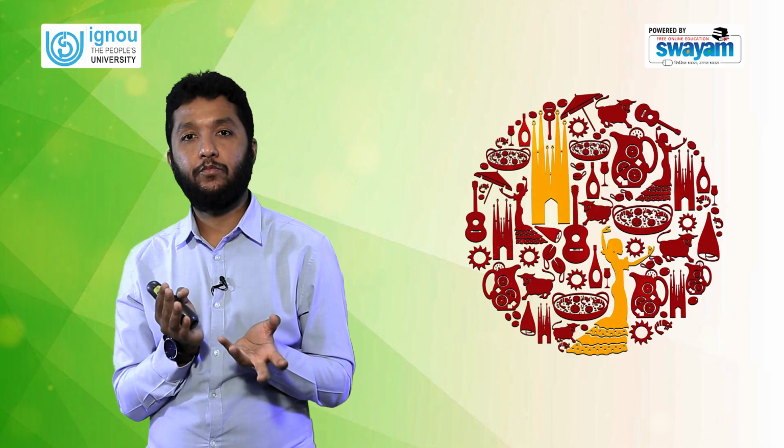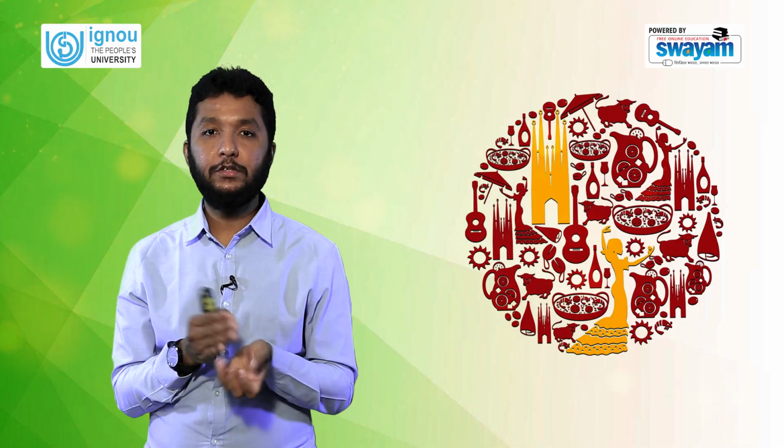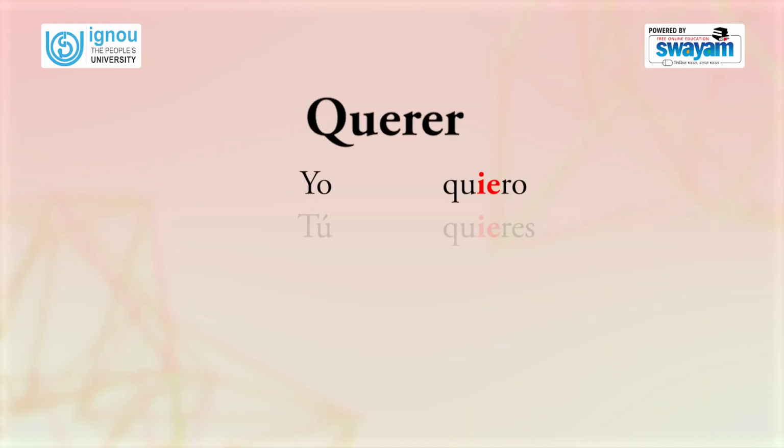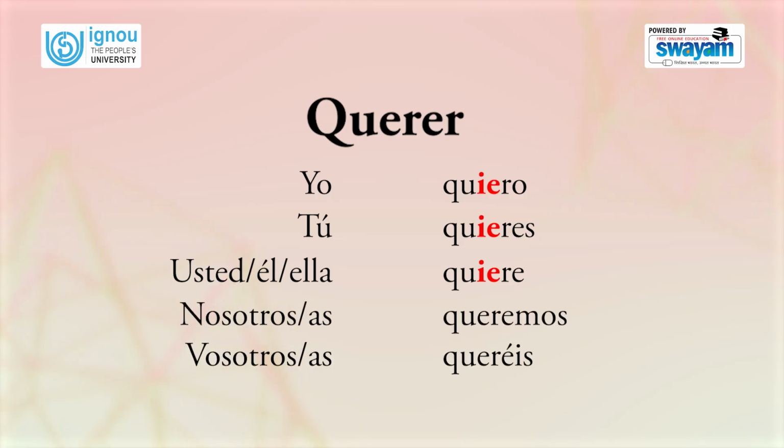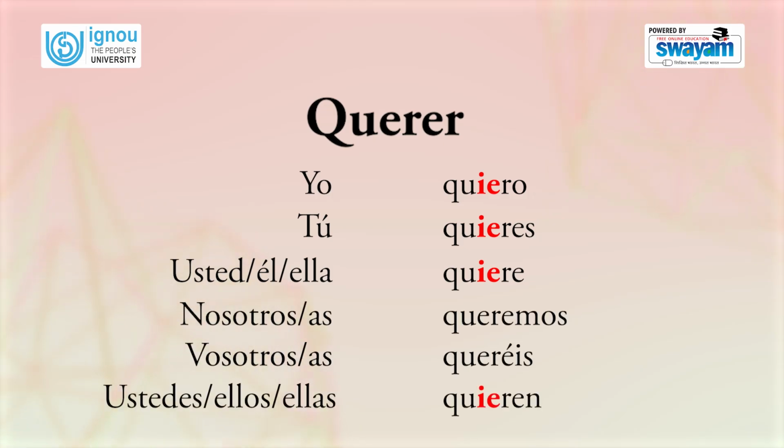Now querer, to love or to want, would be quiero, quieres, quiere, queremos, queréis, quieren. Again, as you can see, yo quiero, not quero. Tú quieres, not queres. Él, ella, usted quiere. Nosotros and vosotros always regular. So it would be queremos, queréis. Ustedes, ellos, ellas quieren. Now again we have the irregularity in the stem.